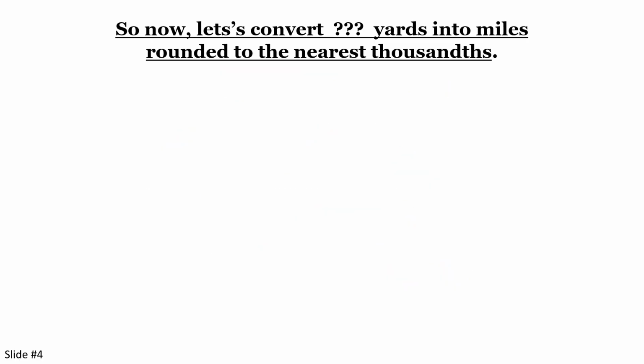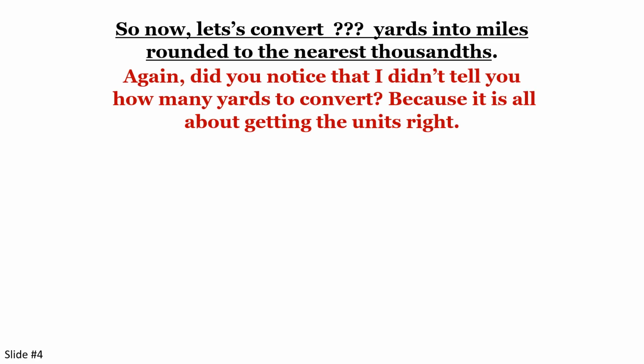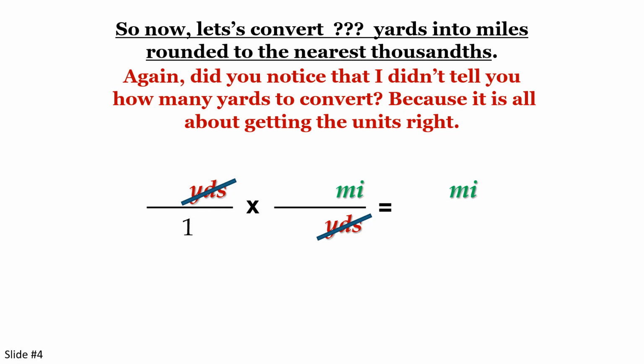So now let's convert yards into miles, rounded to the nearest thousandths. Again, I didn't tell you how many yards, because it's not about the number, it's about the units. So again, I'm going to start with yards over 1. I'm going to multiply by another fraction, but I want to get rid of the yards, so I'm going to put yards on the bottom. And if I know how many yards there are in a mile, I can go direct. And my units are just going to be miles.